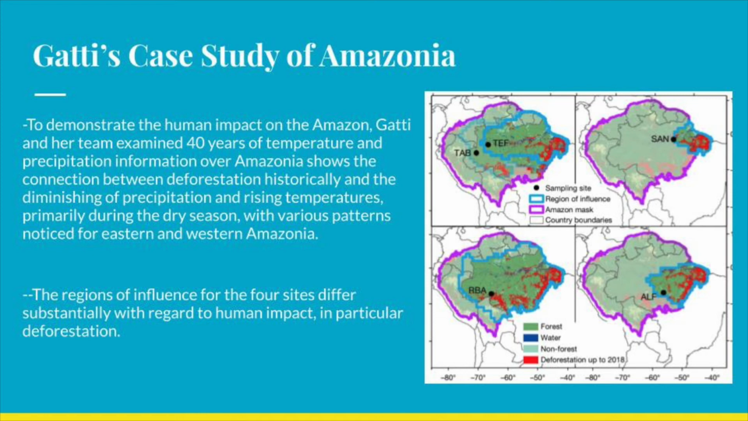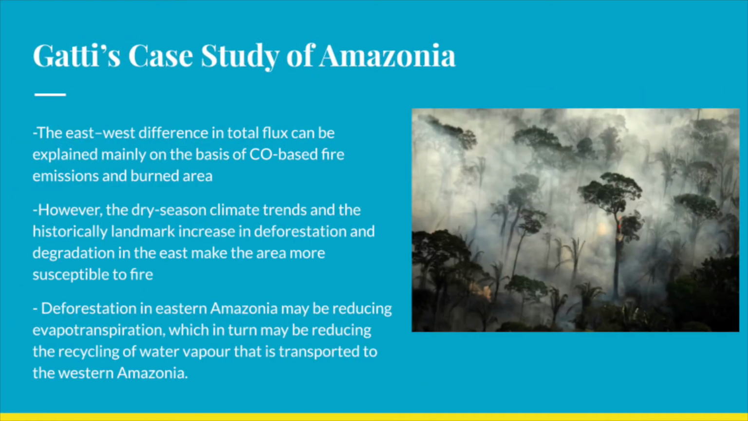Now, these regions of influence differ substantially with regard to human impact, in particular deforestation. In Gatti's case study of Amazonia, the east-west difference in total flux can be explained mainly on the basis of CO-based fire emissions and burned area. However, the dry season climate trends and the historically landmark increase in deforestation, possibly caused by Bolsonaro, and degradation in the east make the area more susceptible to fire. Deforestation in eastern Amazonia may be reducing evapotranspiration, which in turn may be reducing the recycling of water vapor that is transported to the western Amazonia, which throws off the entire carbon cycle.